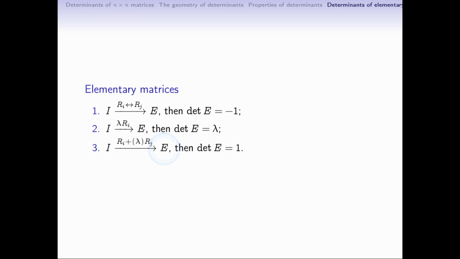And again, what theorem 4.3 tells us is that the determinant of E in this case will be 1 times the determinant of I, which is equal to 1. So the determinant of such an elementary matrix will equal 1. So we can easily determine the determinants of elementary matrices corresponding to type 1, type 2, and type 3 operations.